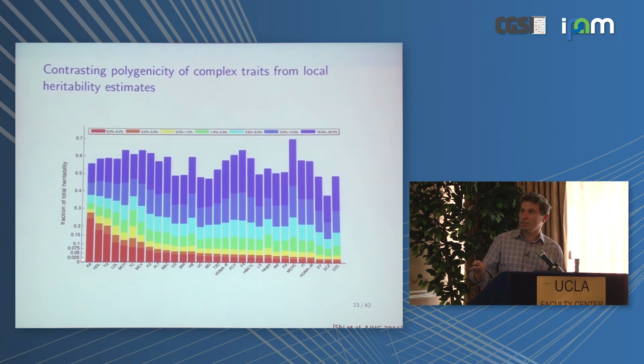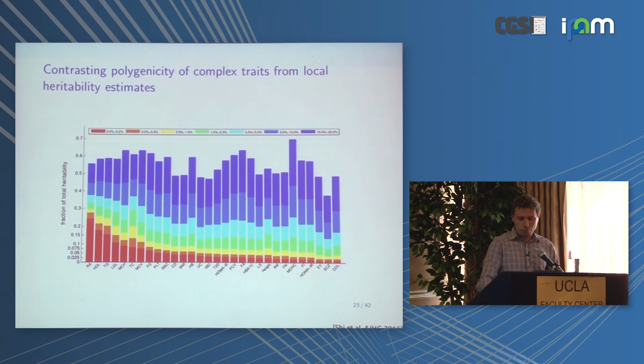So here's RA and HDL and triglycerides. A fraction of the genome, like 0.2%, explains 15-20% of all the SNP heritability. While here you have schizophrenia and college attainment, where you need 10-20% of all the loci in the genome before you start explaining half of the total SNP heritability.